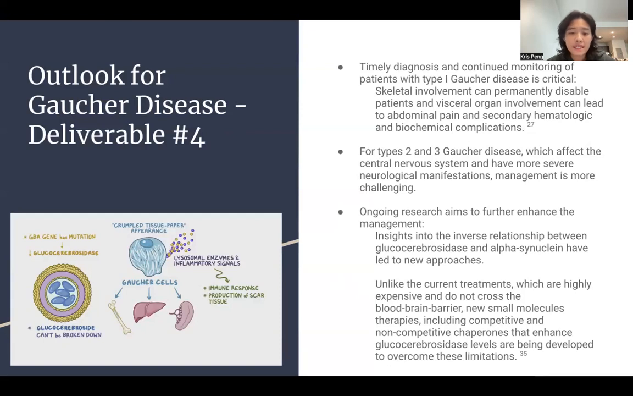For example, insights into the inverse relationship between glucocerebrosides and alpha-synuclein have led to new approaches. Unlike the current treatments, which are highly expensive and do not cross the blood-brain barrier, new small molecule therapies, including competitive and non-competitive chaperones that enhance glucocerebrosidase levels, are being developed to overcome these limitations.